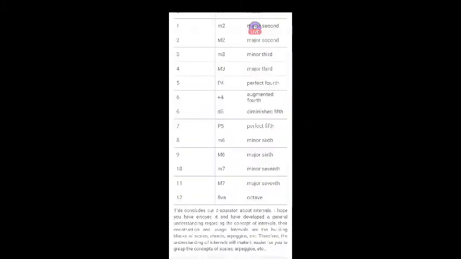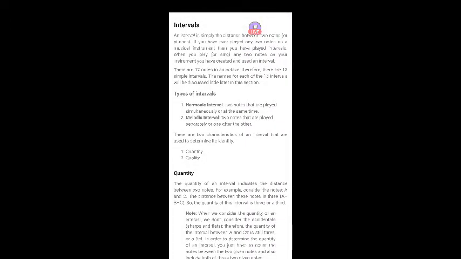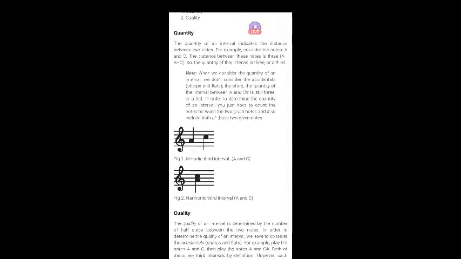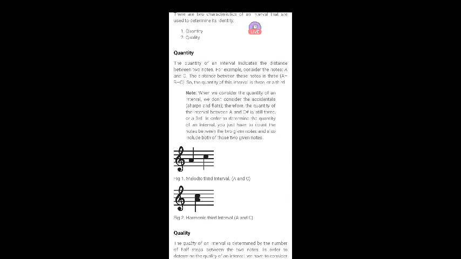How long is this? It's pretty long. There are two characteristics of an interval that are used to determine its identity: quantity and quality. The quantity of an interval indicates the distance between two notes. For example, consider the notes A and C. The distance between these notes is 3: A, B, C. So the quantity of this interval is 3, or a third.